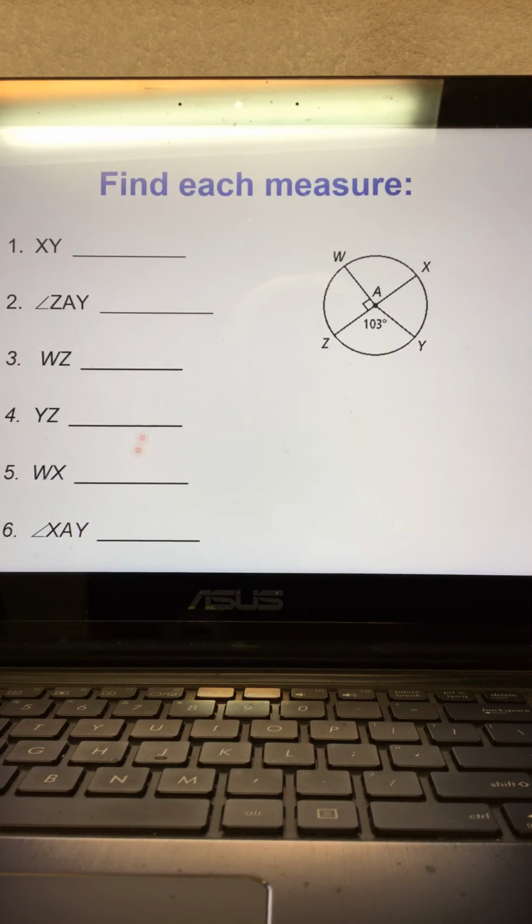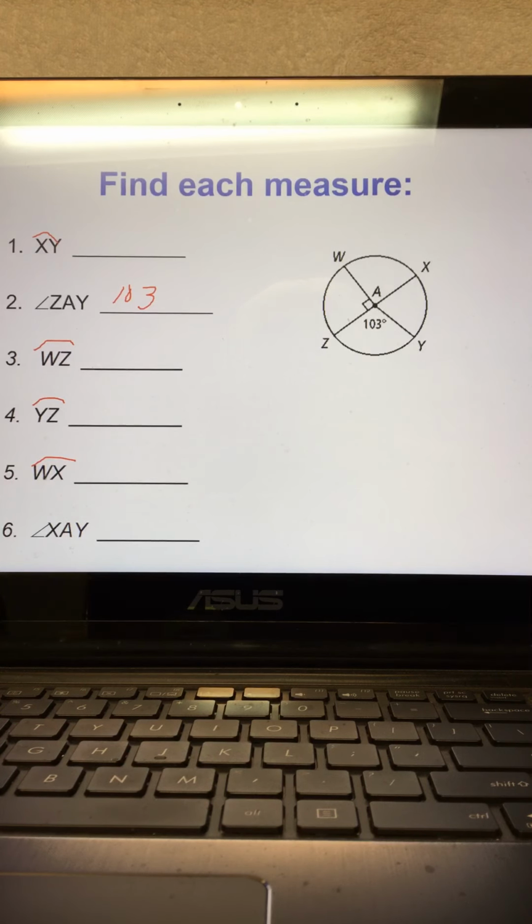It says find the measure of each. Now if you notice, some of these are arcs, while some of them are angles. So maybe we should start with the angles. It says find the measure of ZAY. That's just a central angle, ZAY. Well, that's 103. So we got that one. And then down here is XAY.